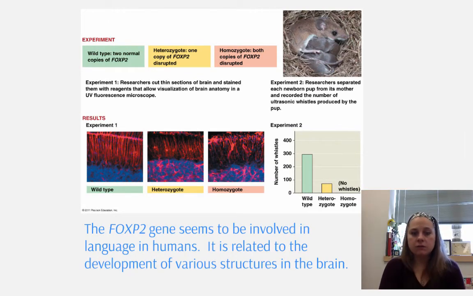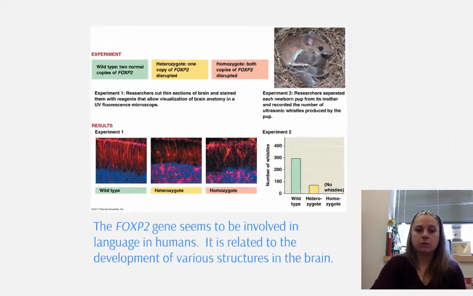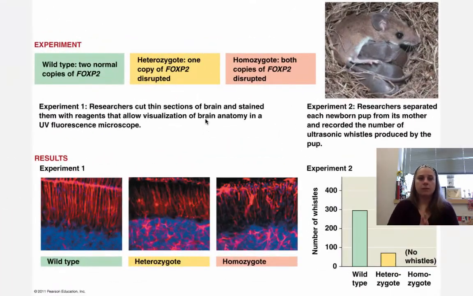The FOXP2 gene is involved in language in humans and related to development in various structures in the brain. Okay, so let's take a peek here. Here's the experiment. You can have 2 normal copies of FOXP2, that's your wild type; a heterozygote, with 1 copy of the disrupted kind; and a homozygote, where both are disrupted.